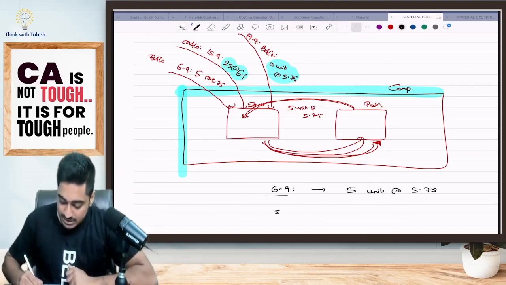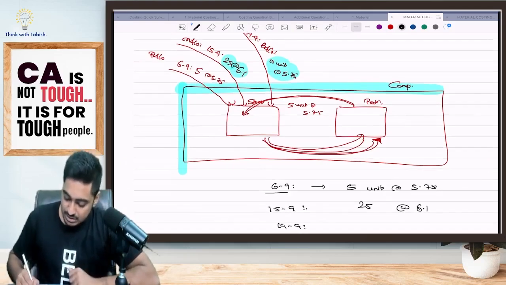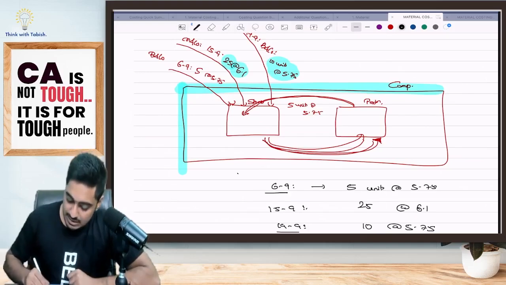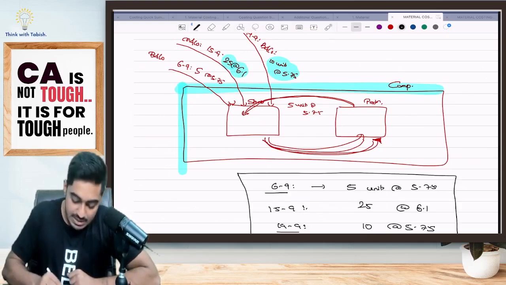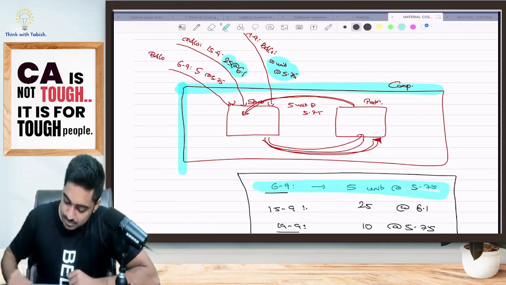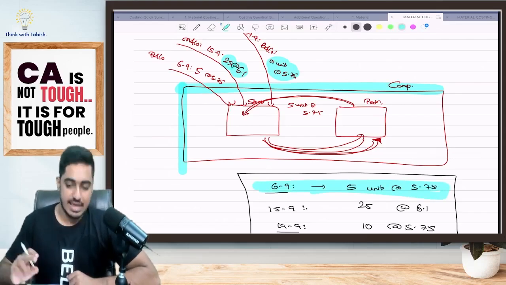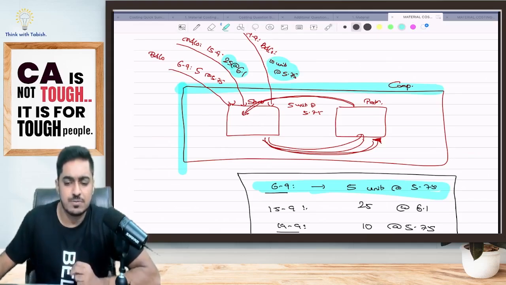After that, on 15th, 25 units at the rate of 6.1 has come. After that, on 19th, to the company's factory, 10 units at the rate of 5.75 has come. Yes or no, everyone? Give me a confirmation. That means while I am writing in the balance column, these 5 units at the rate of 5.75 will come in the first line. Is this clear? I'll give you one more example, don't worry. Till now, did you get at least a reasonable feel of what I'm trying to tell?